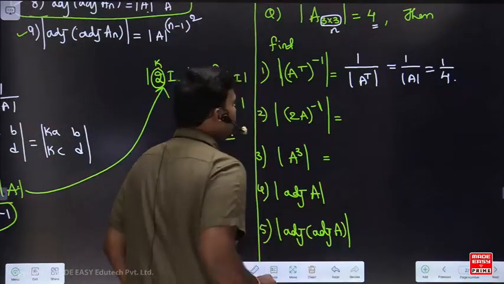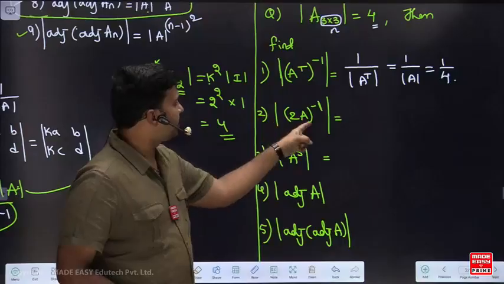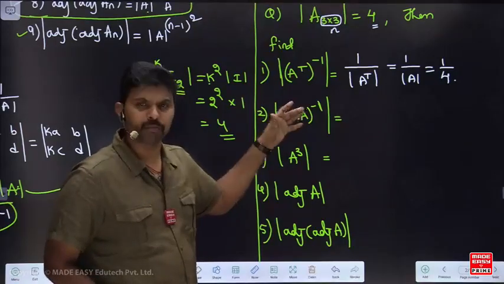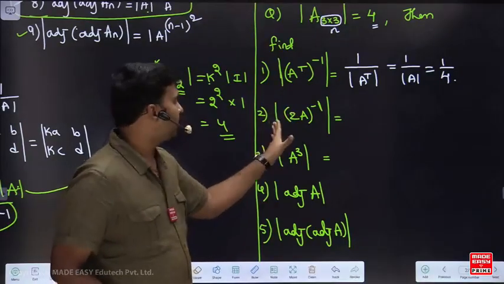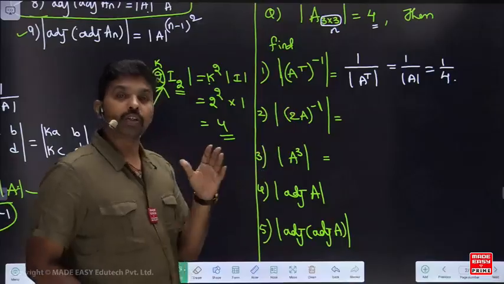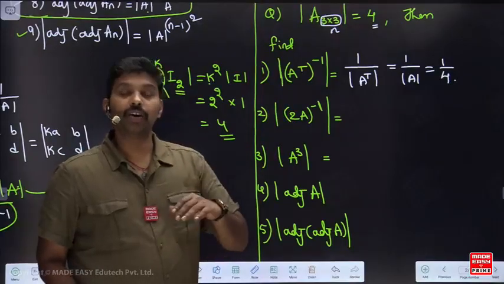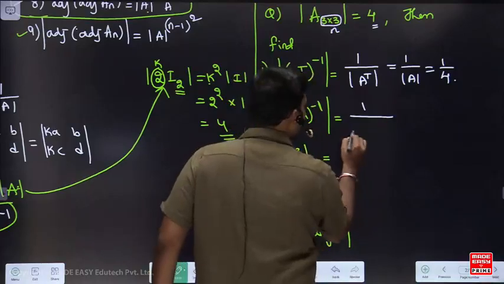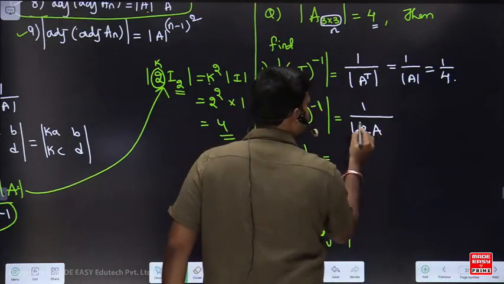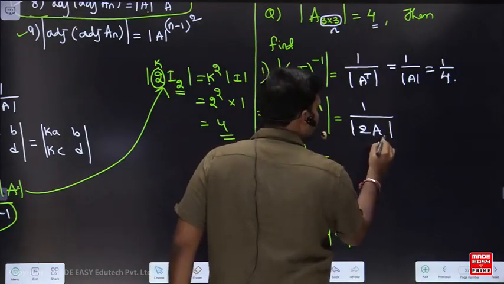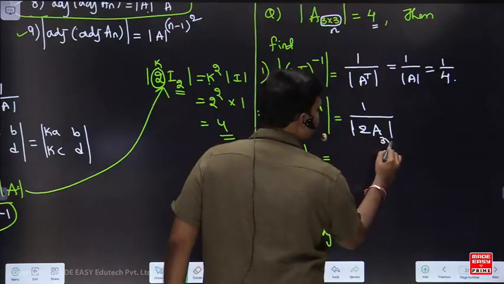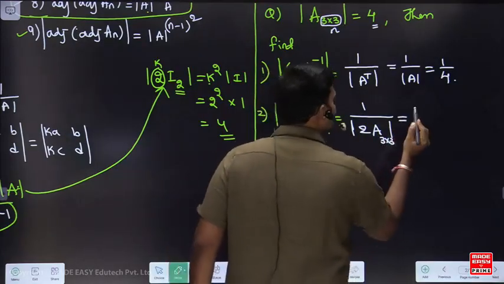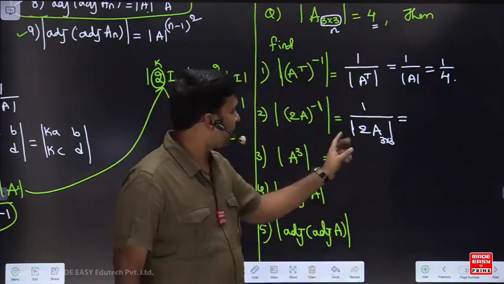Right. And the second question here, again it is the determinant of some inverse, it might be any matrix. So the determinant of an inverse is given by the reciprocal of its determinant. So reciprocal of its determinant here. A is of order 3 cross 3 here. So reciprocal of its determinant.